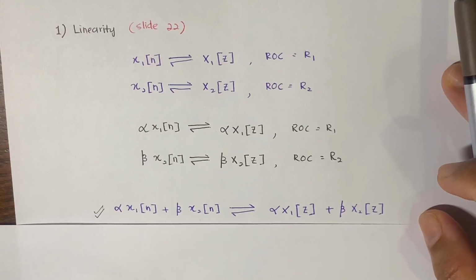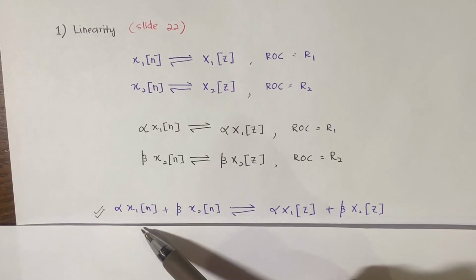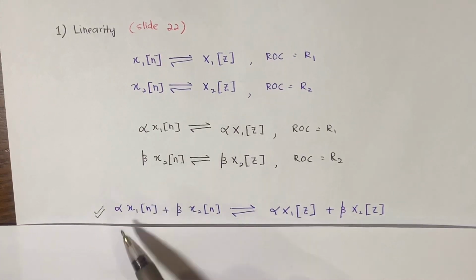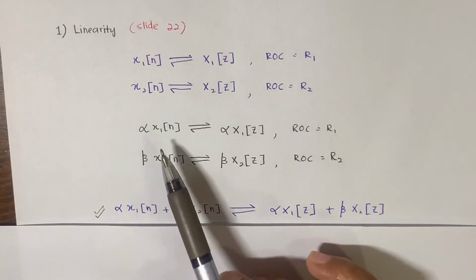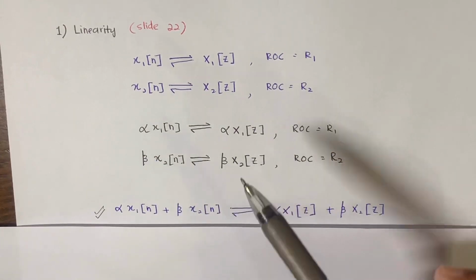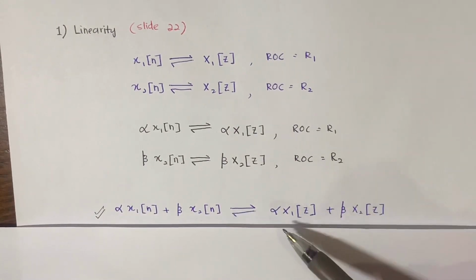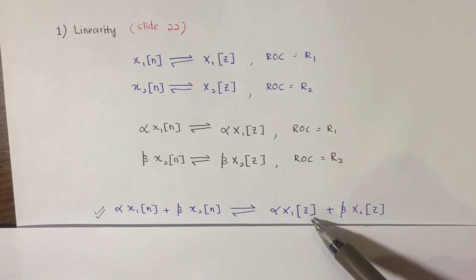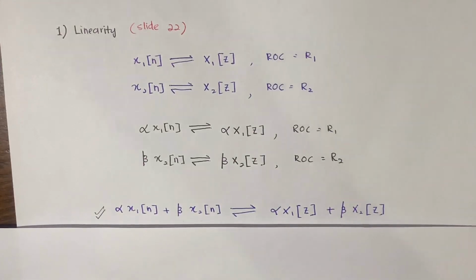Now we add both of the signals to form a new discrete time signal. We perform addition: alpha x1[n] from here plus beta x2[n] from this signal. Then the Z transform for this new signal is alpha X1(z) plus beta X2(z). This is the equation for the linearity property.